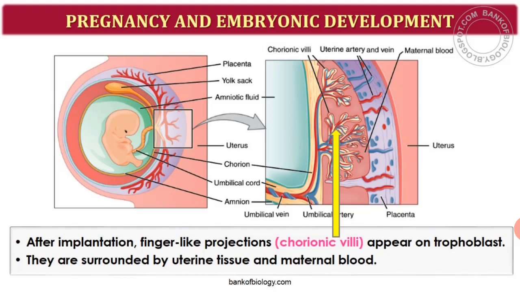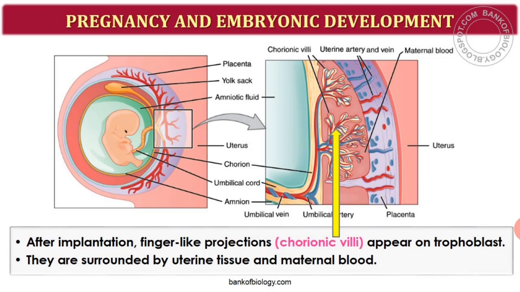This chorionic villi will be surrounded by maternal blood as well as uterine tissue also. Then here, these chorionic villi, which are finger-like, they had shown you earlier, and the uterine tissue. This is the uterine tissue. Uterine tissue together will form the placenta. So here they have also shown you with the yellow arrow mark, that is the placenta.